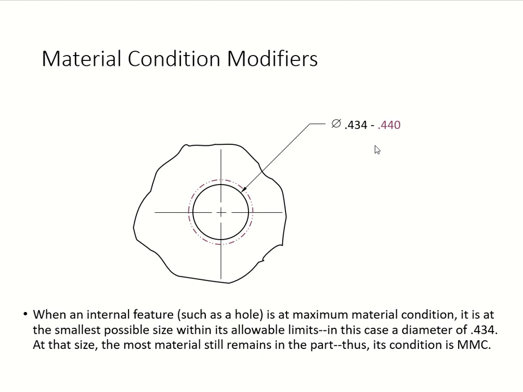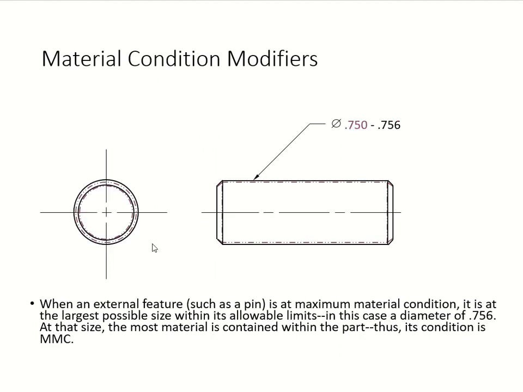So in this case, they give you some numbers here. You have 0.434 and 0.440. This is bigger than that. It's got to be the smallest for MMC. So it's got to be this in diameter. Your symbol size is a diameter. So therefore 0.434, and that's your MMC. So the most material is going to be in your part. What is the value of MMC? It's right here. Choose the smallest one. Pretty easy. Okay, after we finish the internal feature, we're going to come to an external feature.